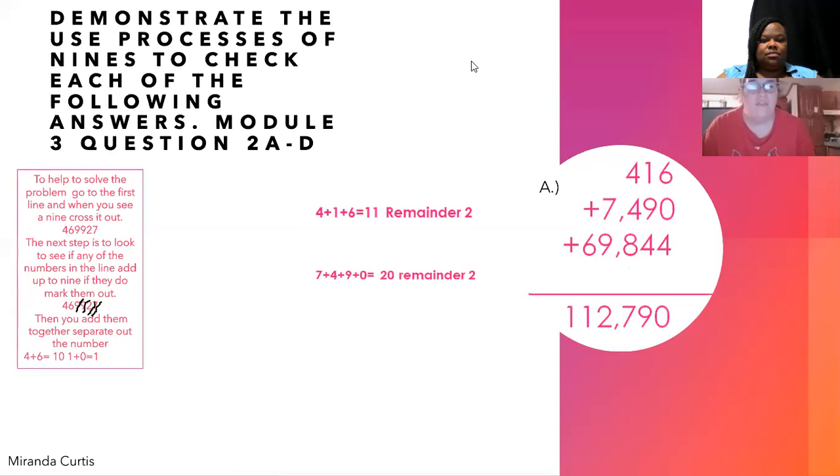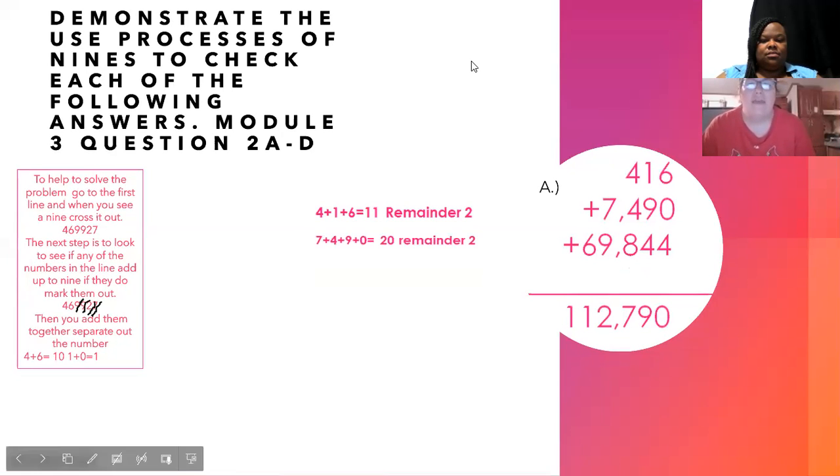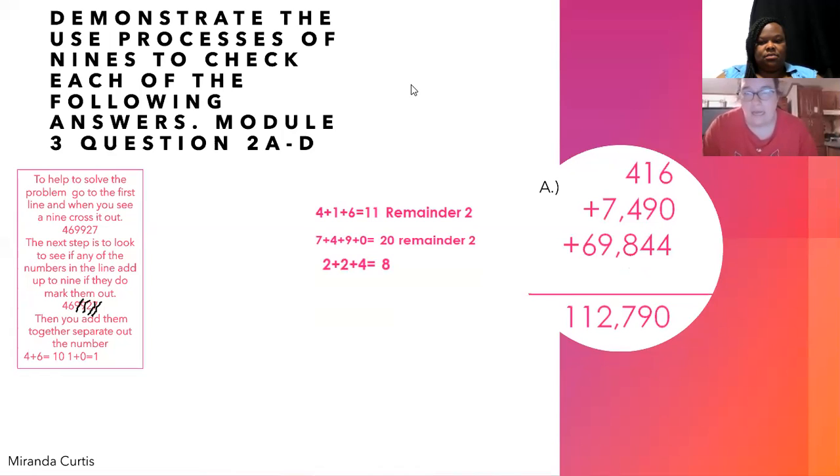Then you have to add them together, and that will give you a remainder. So 11, we put 1 plus 1 equals 2. So at our top line, that's what we do. Okay, so we're going to go to the next line. We have a 7, a 4, a 9, and 0. I see a 9, so it's got to be crossed out. So we have a 7 and a 4, and it does not equal 9. So you have 2 plus 0 gives us a remainder of 2.